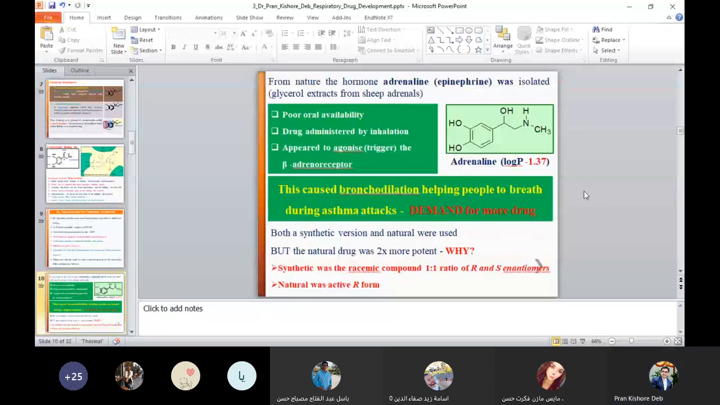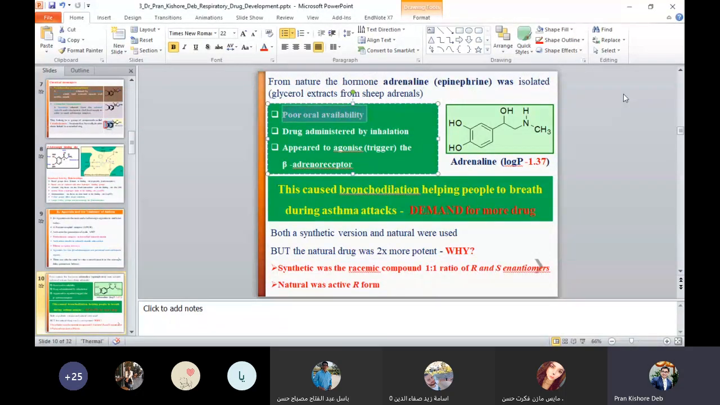Now, from this slide onward, our discussion of the drug starts. From nature, the hormone adrenaline, that is epinephrine, was isolated initially as a glycerol extract from the sheep adrenal. But this drug was found to have poor oral availability, and it was administered by inhalation, and it appeared to agonize or trigger the beta adrenoreceptor.